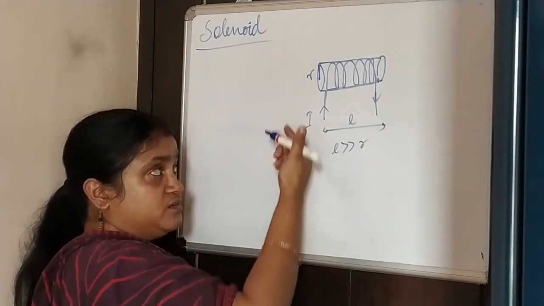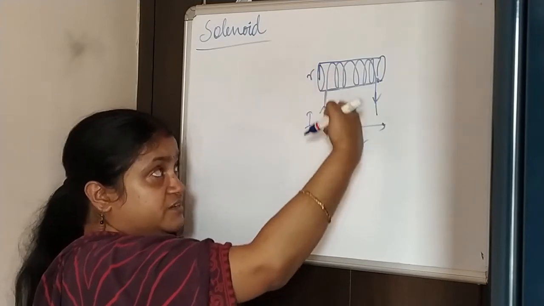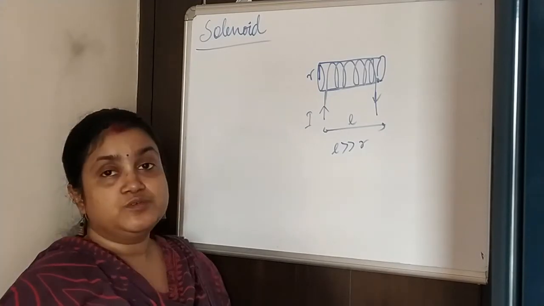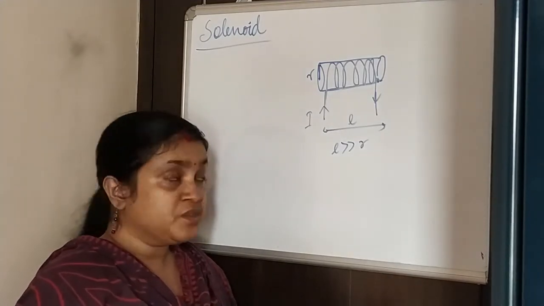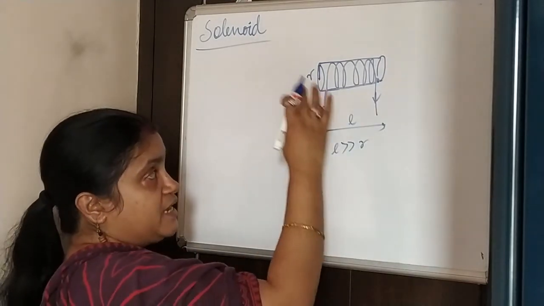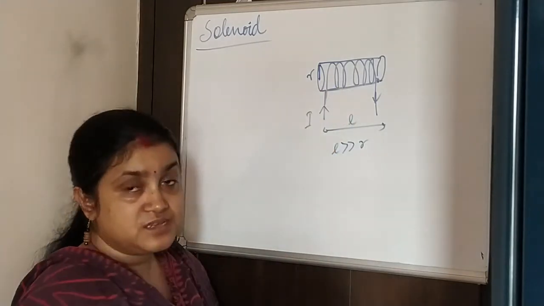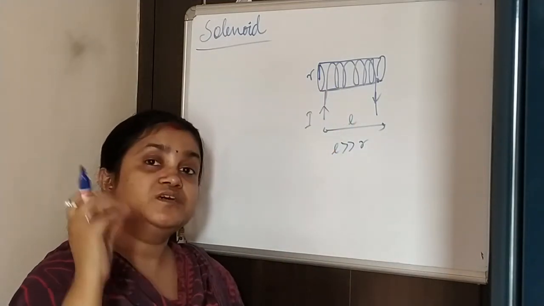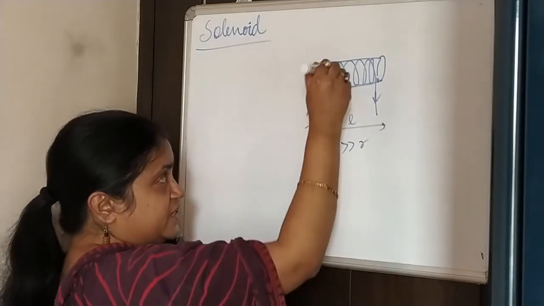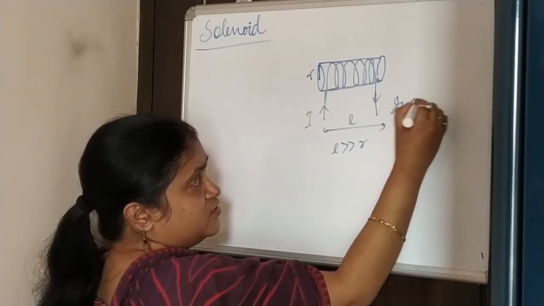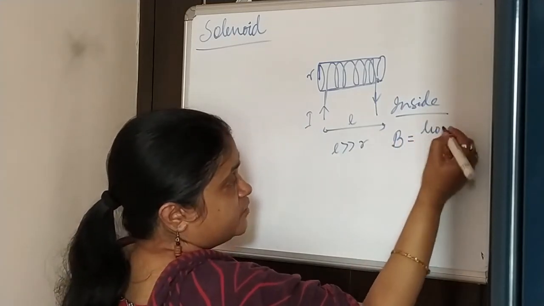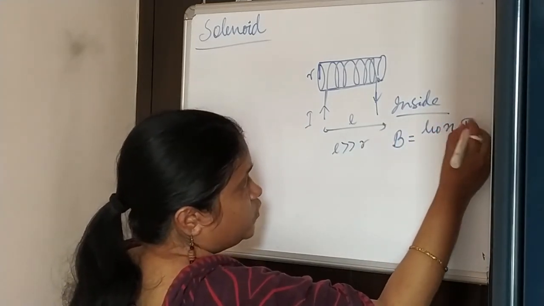Now, what does this particular solenoid do? Because there is a current flowing through this wire in a particular fashion, this would produce a particular amount of magnetic field. So if we want the desired magnetic field, we would be able to change the different factors of the solenoid to get a particular magnetic field just by using the current. So for a solenoid, inside the solenoid, the magnetic field will be mu naught n I.